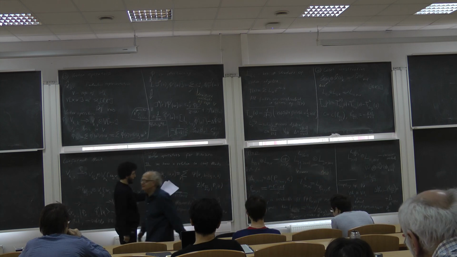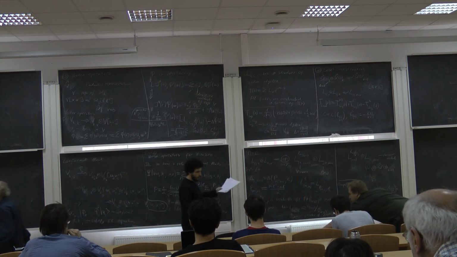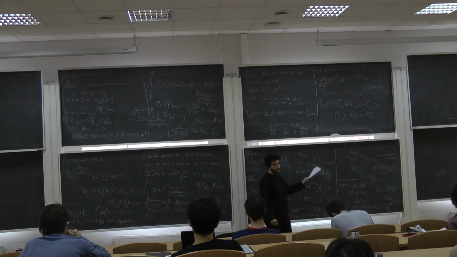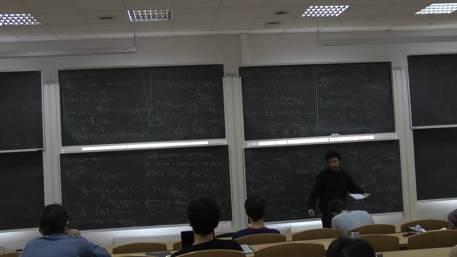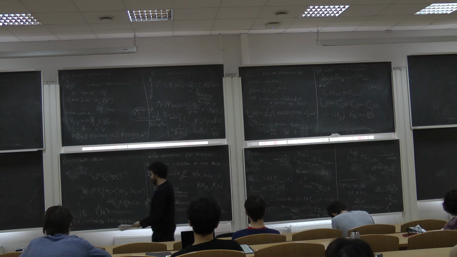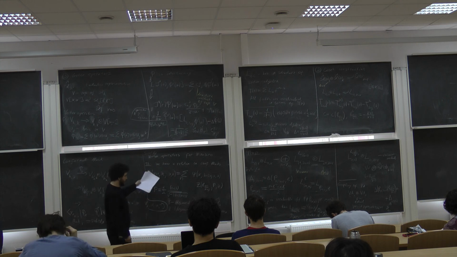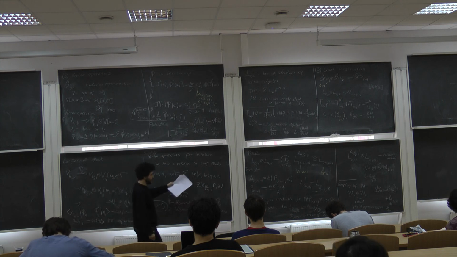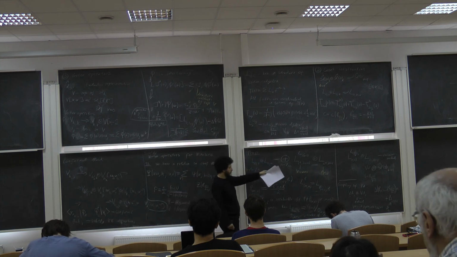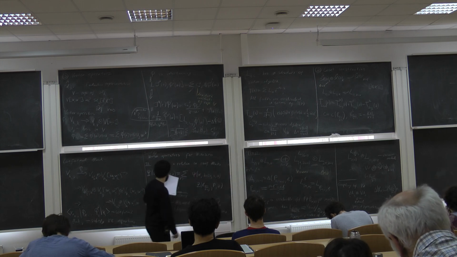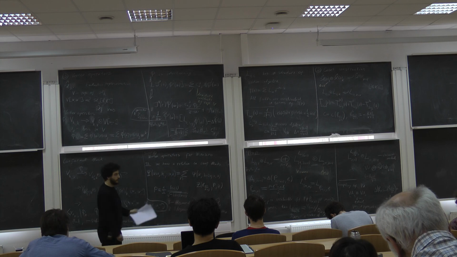Here's a relation on parameters. This summation should be compared with this summation. So we have some sort of intermediate representation, and we have a decomposition of this intermediate representation, which leads to the decomposition of the matrix elements.